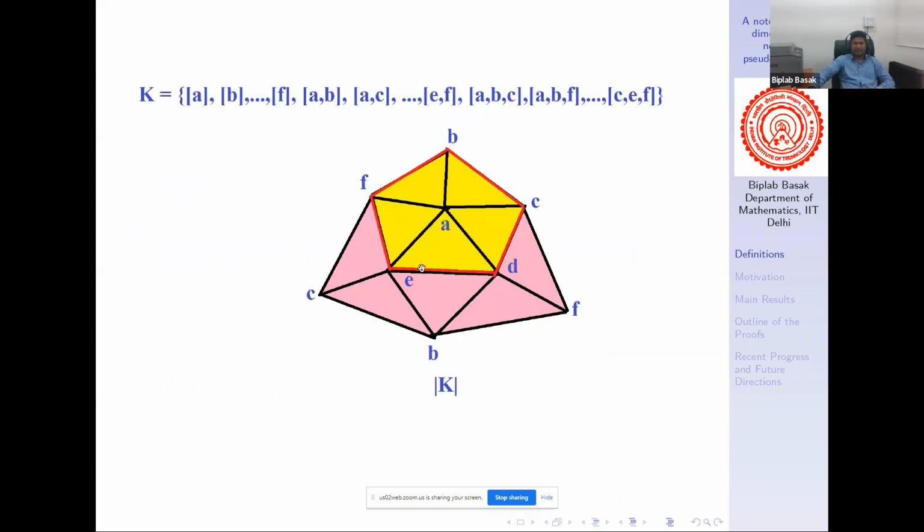For example, in this example, if I want to find the star of the vertex A, we know this red colored pentagon is the link, and we join each of the lines with A, and then we get these yellow colored triangles. Then we take all possible faces of those triangles. Then this collection will be the star of the simplex A. And this is the geometric area. So you can see it is just a two-ball, right? That yellow colored region.